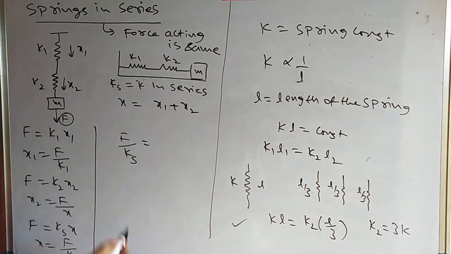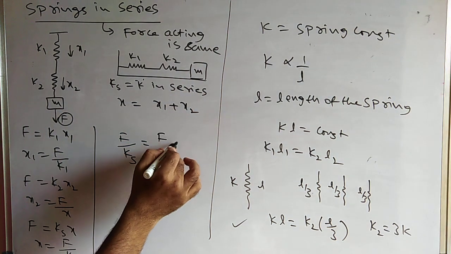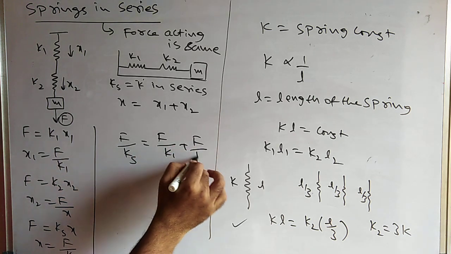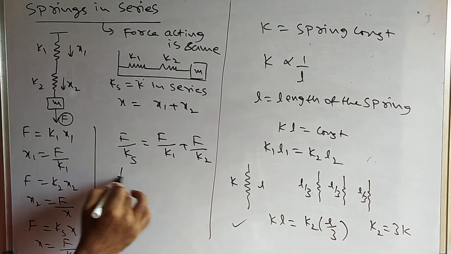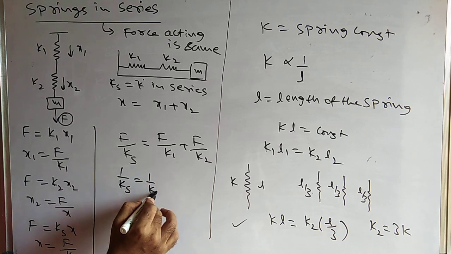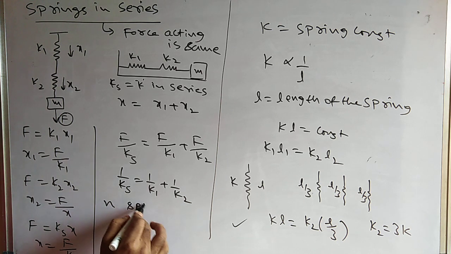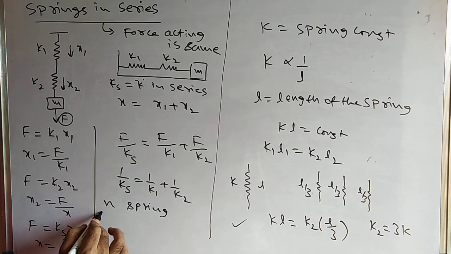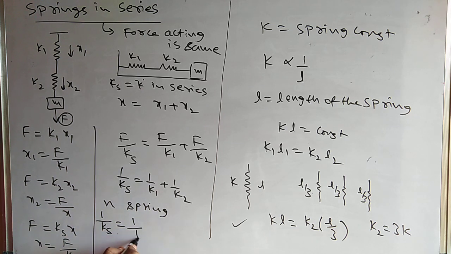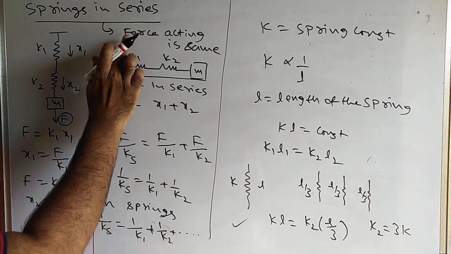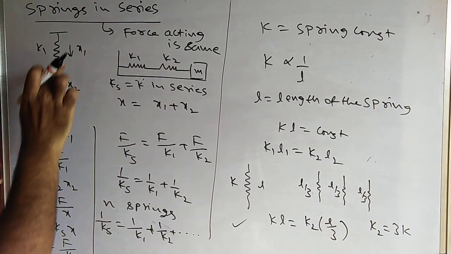Therefore, see here, F by Ks is equal to F by K1 plus F by K2. Therefore, here you can write 1 by Ks is equal to 1 by K1 plus 1 by K2. So if there are n springs, then you write 1 by Ks is equal to 1 by K1 plus 1 by K2 plus 1 by K3 and so on, for the n springs. Do you understand? In series, the same force is acting, but at different extensions.